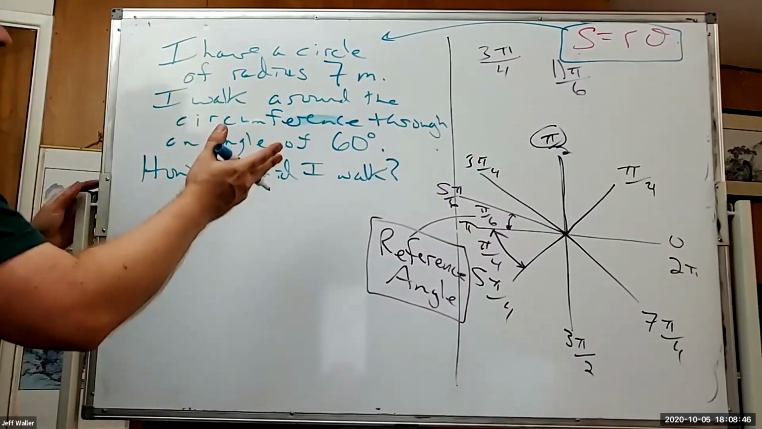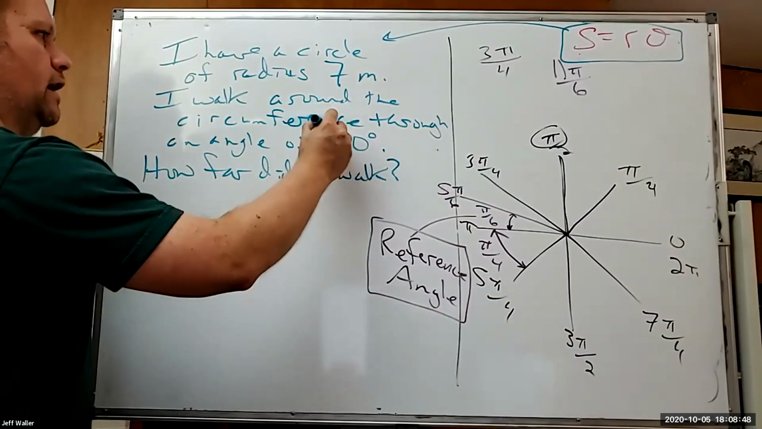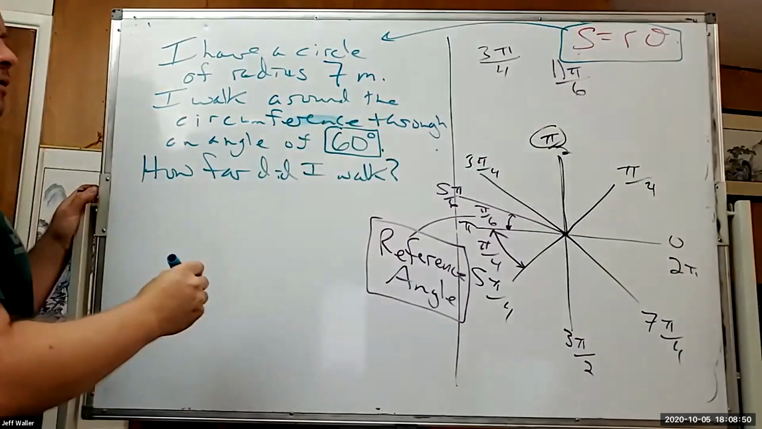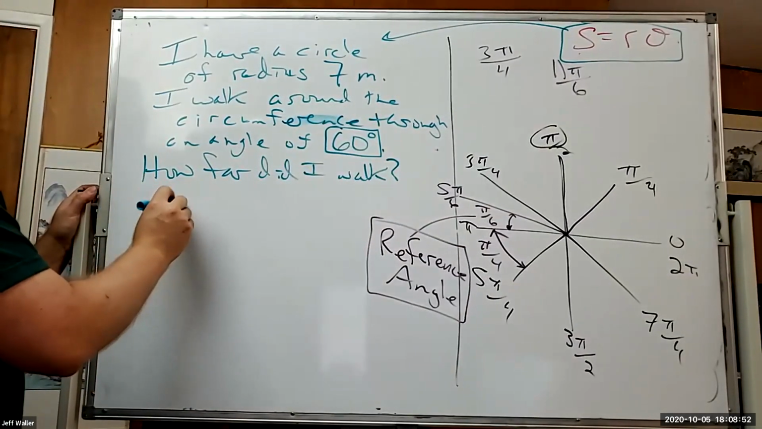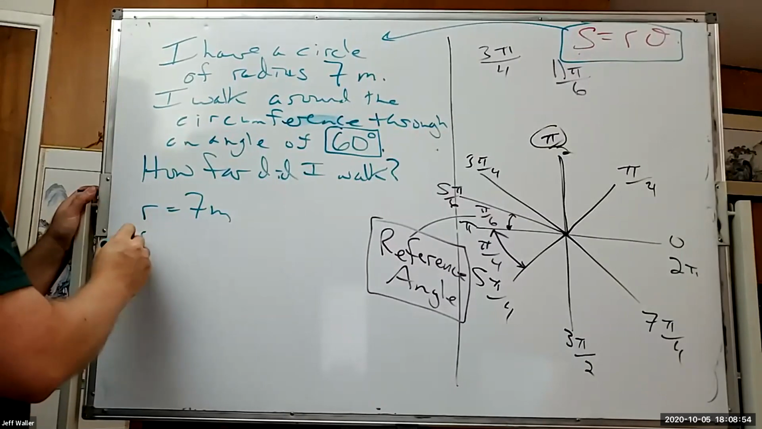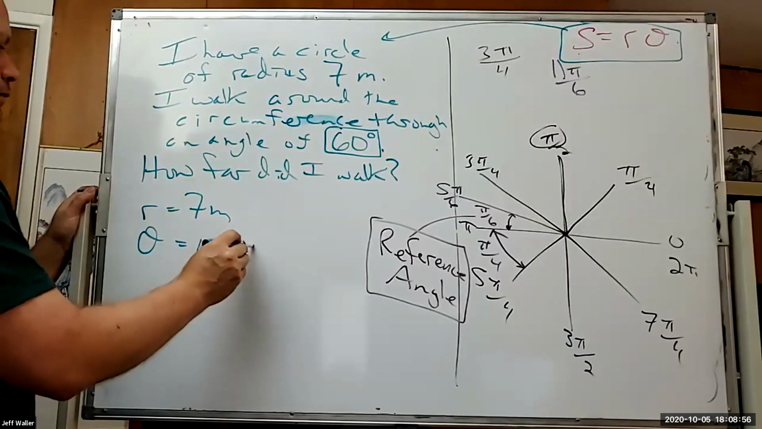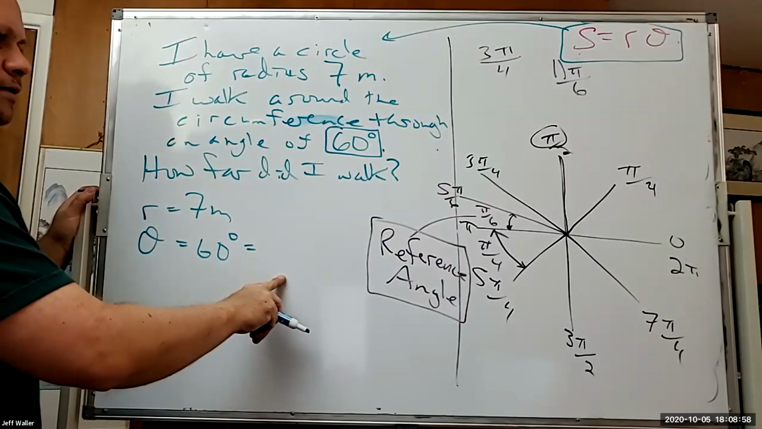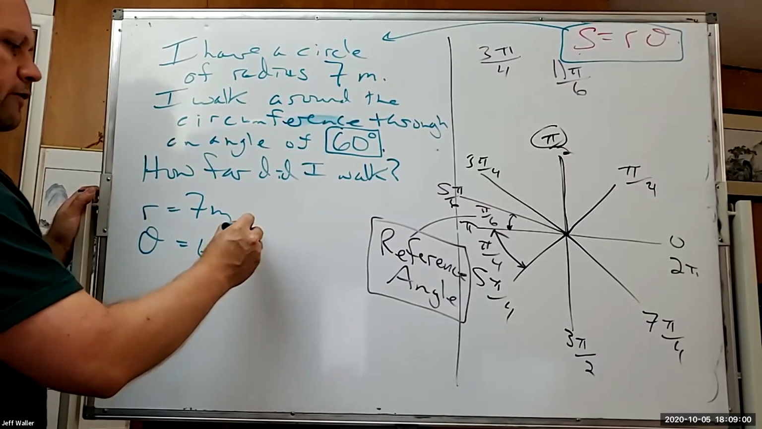So the first thing I have to do is attack this. What do I know? I know R is 7 meters. I know theta is 60 degrees, which, who remembers what that is in radians? Pi over 3.